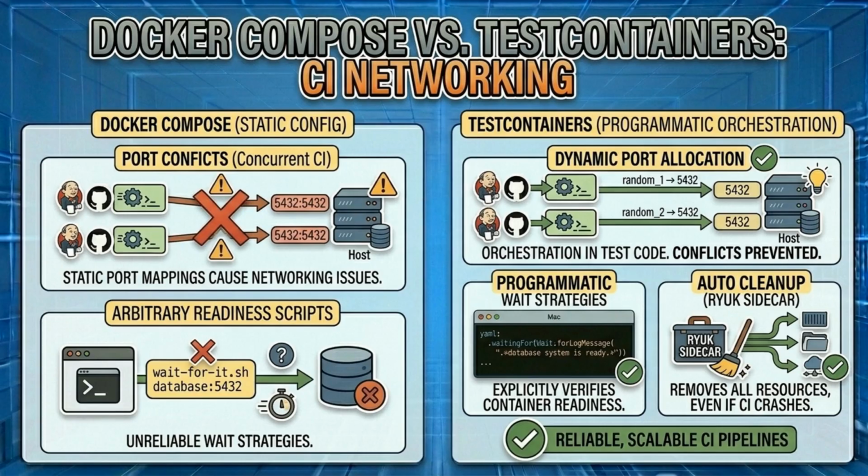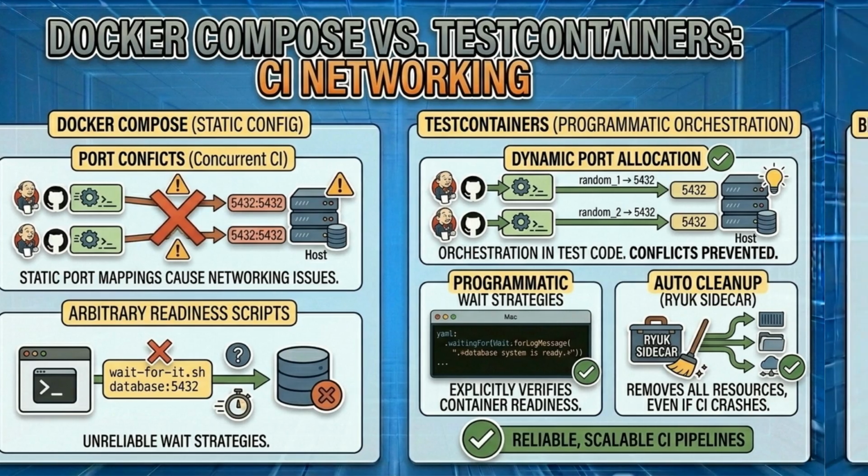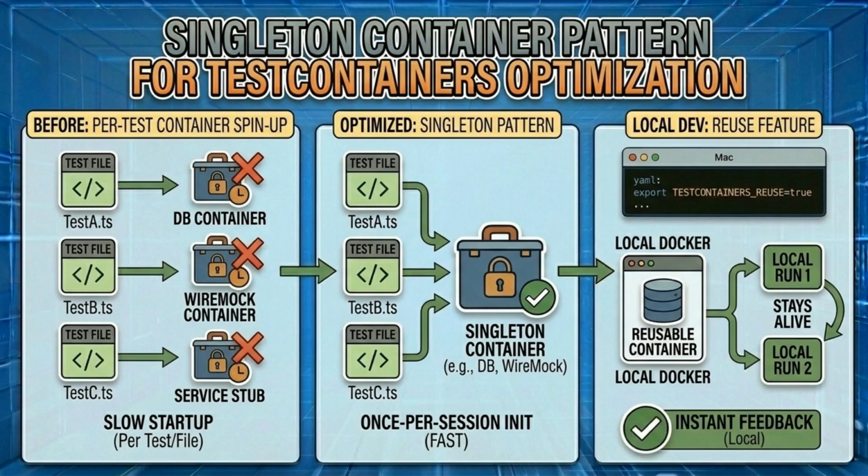Test containers resolves these limitations by moving container orchestration directly into your test code framework. It natively handles random dynamic port allocation, preventing network conflicts. It uses programmatic wait strategies, meaning your code explicitly waits for a specific log, like "database system is ready", before executing a single test. Finally, it automatically cleans up all resources using the background Ryuk sidecar container, even if the CI suite crashes.